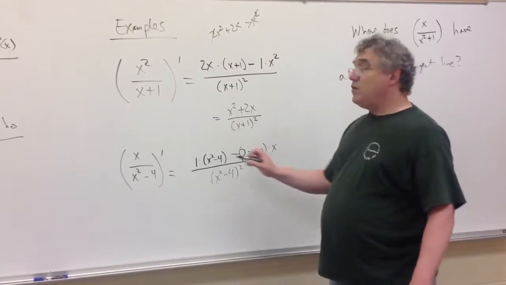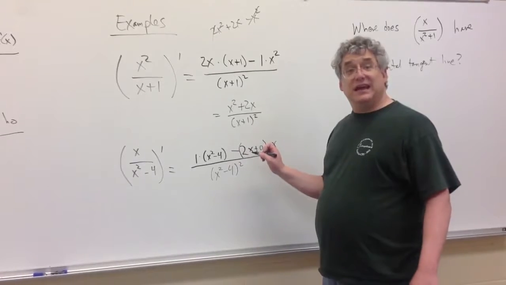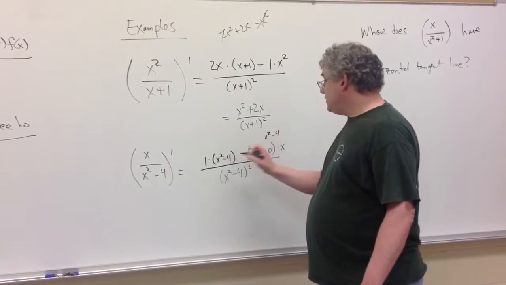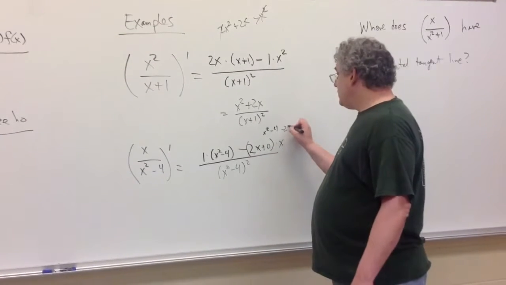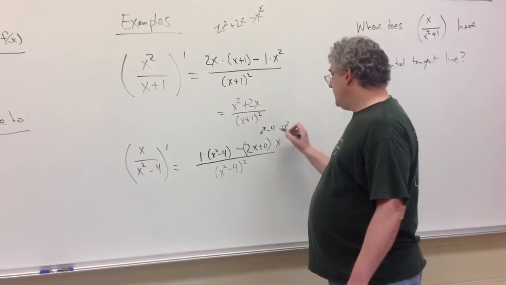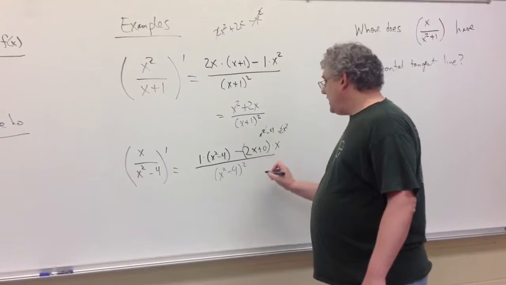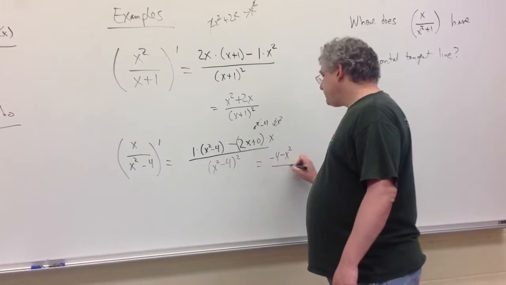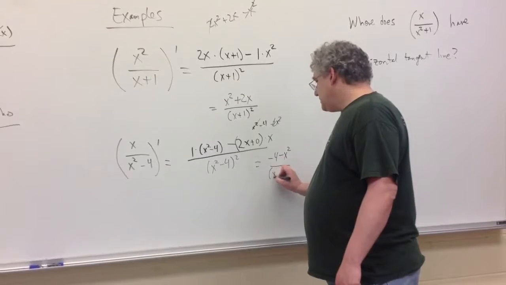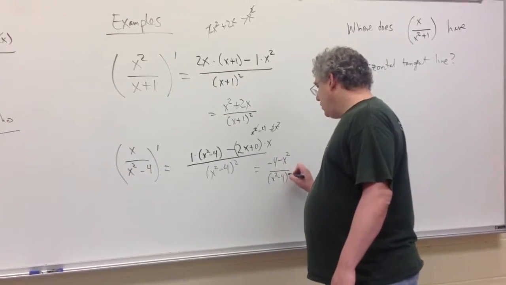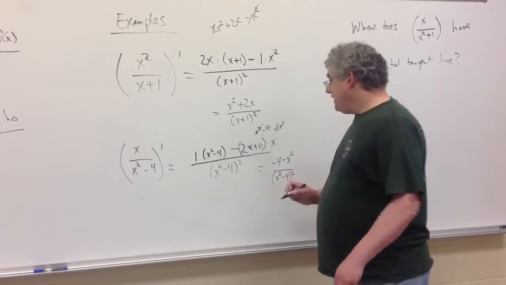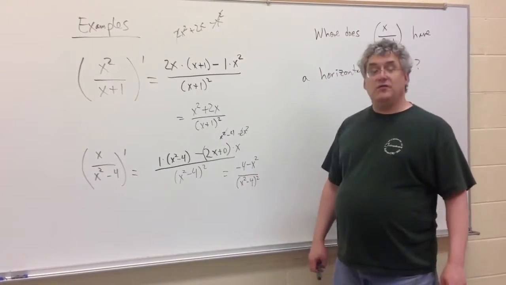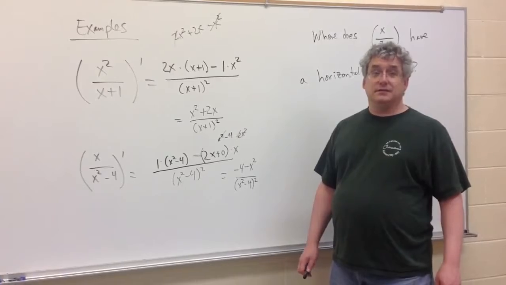So again, we want to multiply out the top so we can cancel pieces. What do I have? X squared minus 4, because that's a 1 there, minus 2x squareds, and the 0 goes away. I end up with minus 4 minus x squared on top over x squared minus 4 quantity squared on the bottom. There are a lot of x's, a lot of squareds, a lot of 4's, and hopefully it makes at least a little sense.